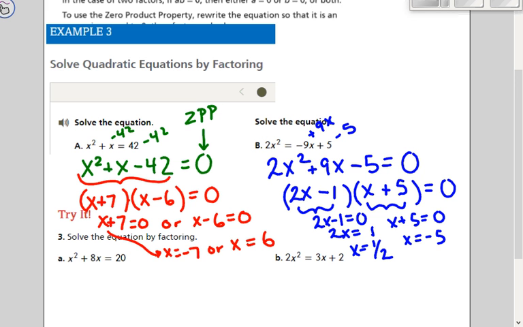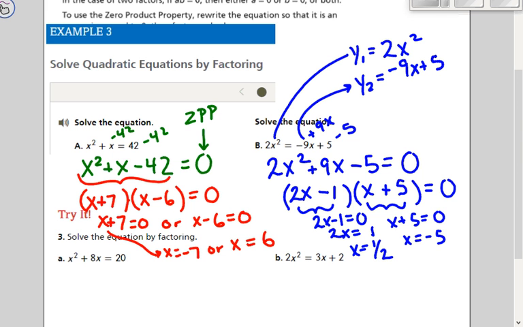Hey, so what you could do here now to check your work, think back to what we did in Unit 1. You could take 2x squared and put that in for y1. You could take negative 9x plus 5 and put that in for y2. And you're going to have a parabola and a line. And I bet you if you find out where they intersect, you're going to be able to confirm these answers. You'll confirm that they intersect at 1/2 and negative 5. And that'll confirm your answers so you can see if you did a good job there.